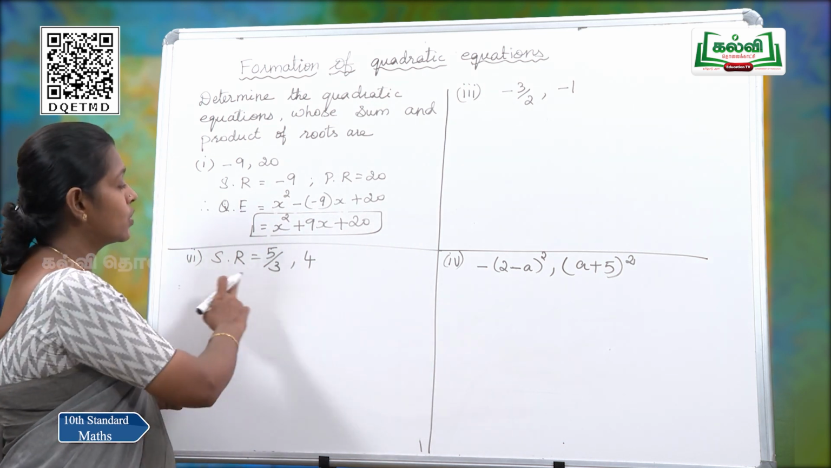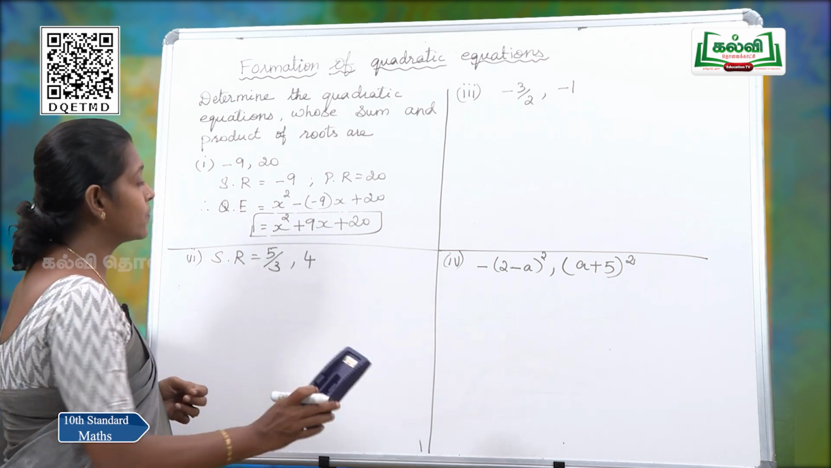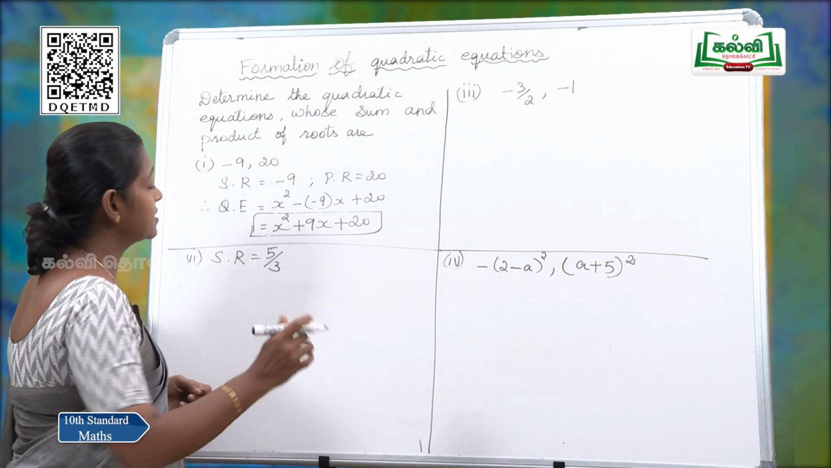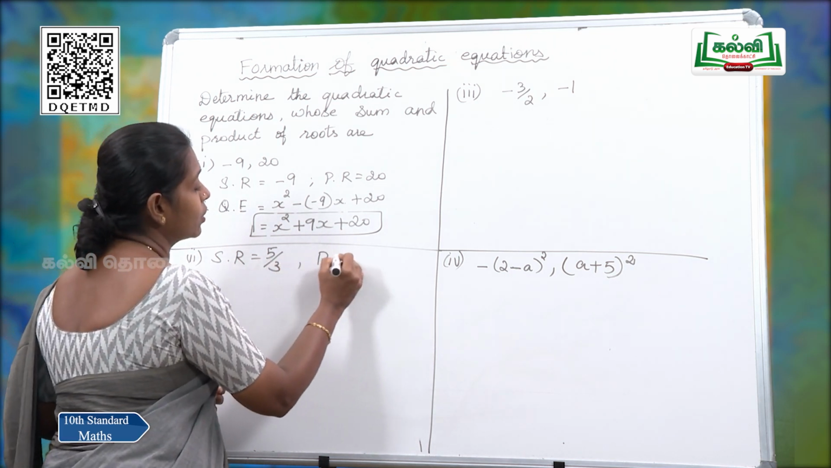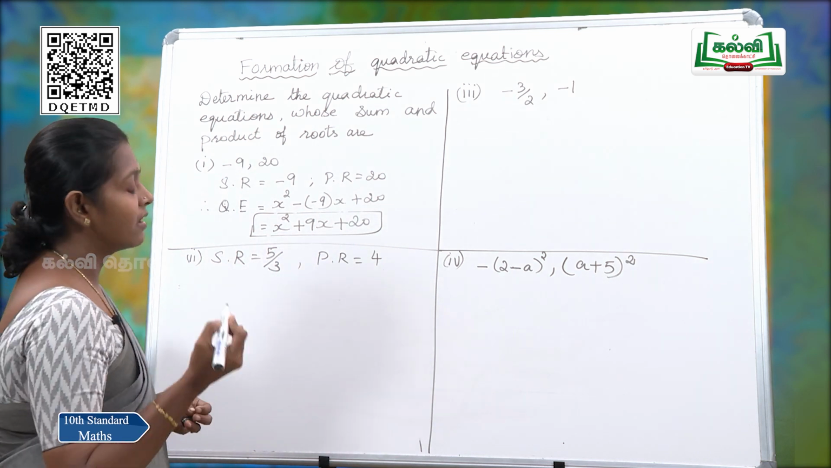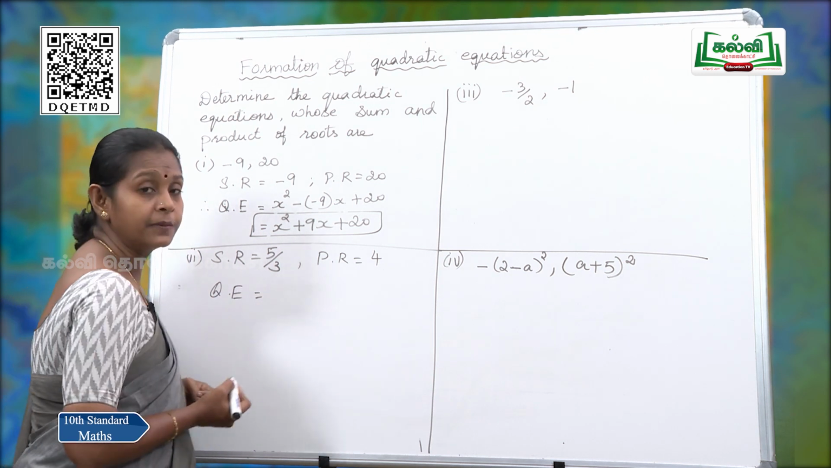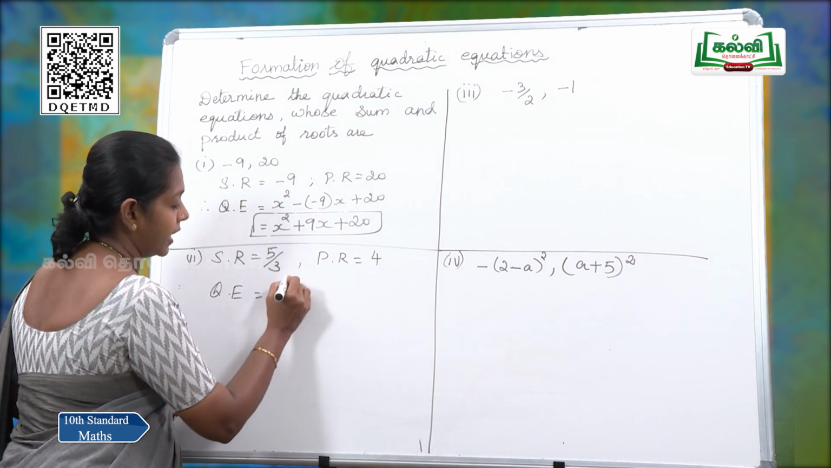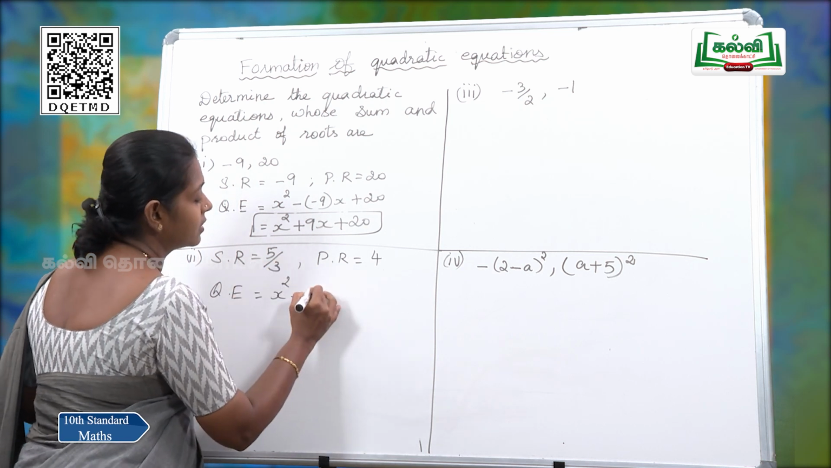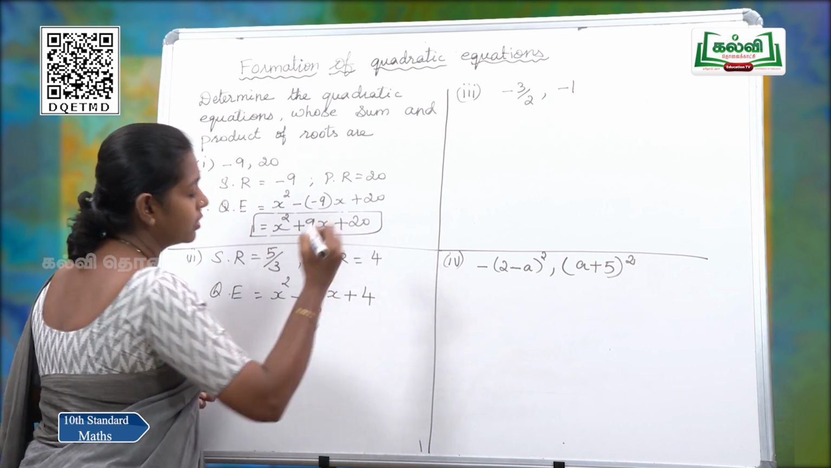Now listen. What is the sum of the roots? Minus 5 by 3. And what is the product of the roots here? 4 by 3. So the sum of the roots is minus 5 by 3 and the product of the roots is 4 by 3. You know how to write the general equation. So what is the quadratic equation here? Good. x squared minus, what is the sum of the roots here, 5 by 3 x, plus the product of the roots.